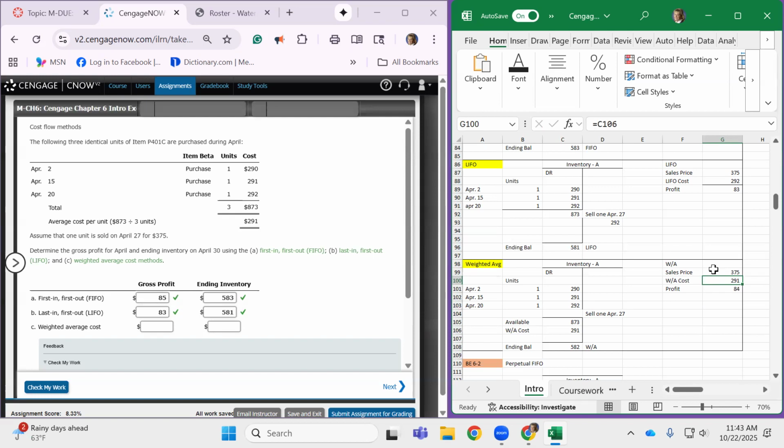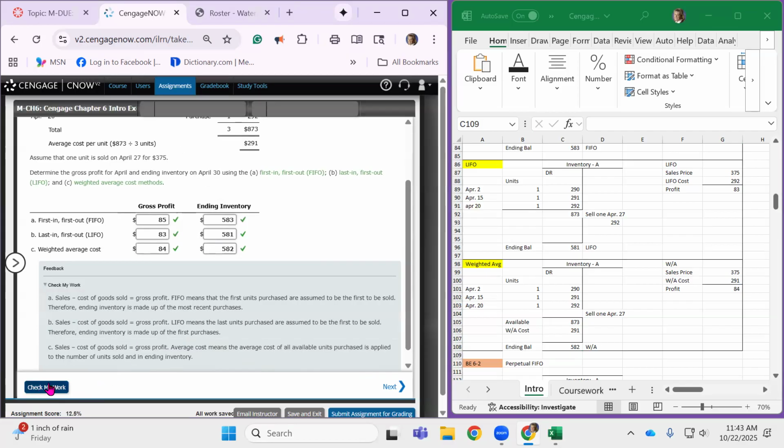Now I'm going to sell one. So when I sell one, here should be the new ending balance. Let me make sure that's the right formula. Okay, the right formula. Yes. Okay, so the profit, if we use weighted average, we get $84 profit. And the ending balance is $582. Okay?